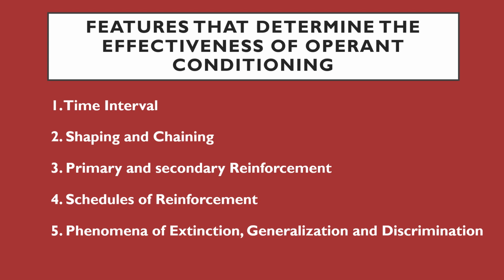Then the secondary reinforcer. The example is when a dancer is praised or given some amount for her excellent performance, the chance that she will dance well in future is increased. So with the praise and the amount, the reinforcement we have given, the probability that she will dance well in future is increased. So that is a secondary reinforcer.